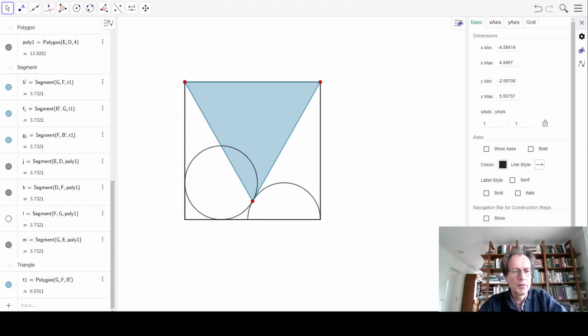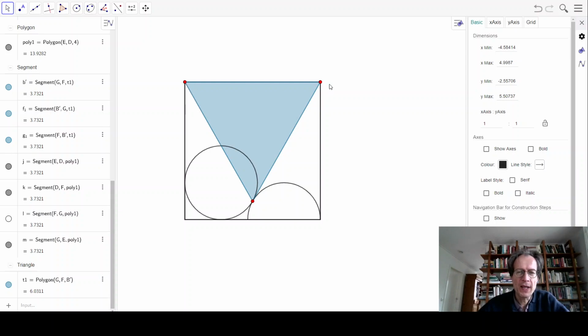This is the solution video to the intermediate puzzle Pop Your Bubble. Pop Your Bubble is a puzzle which contains a square with a circle and, tangent to that circle, a semicircle. And the tangency point is shown here in red.